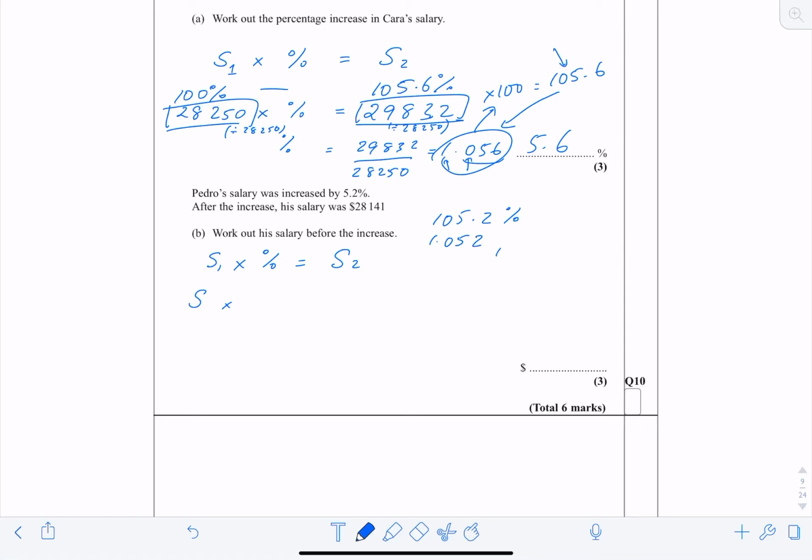This is the percentage multiplier. So 1.052. Okay, that's super, super important because obviously if you put 5.2% or something like that, it will work out 5.2% of the salary, okay, which is not much. And that equals 28,141. Then it's just solving an equation and divide by 1.052 on both sides.